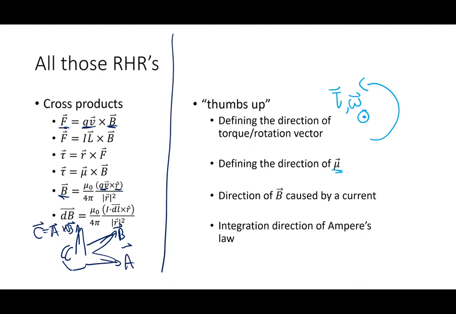Then we talked about the magnetic dipole moment. So this is relating the current in a loop, a current carrying loop, and then your thumb points towards the direction of the magnetic dipole moment that we define.